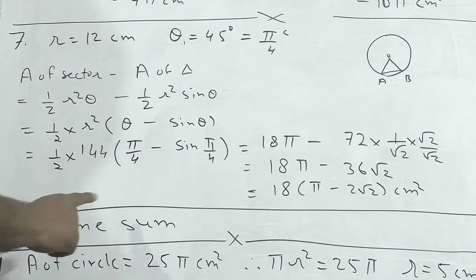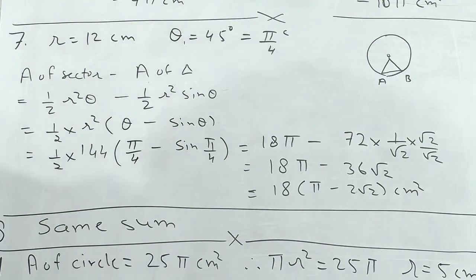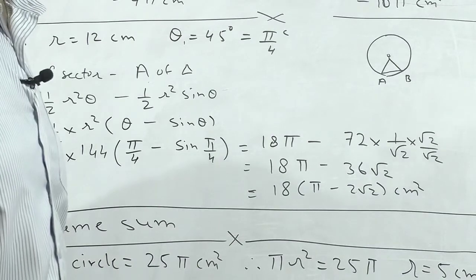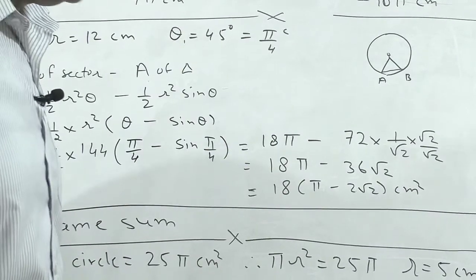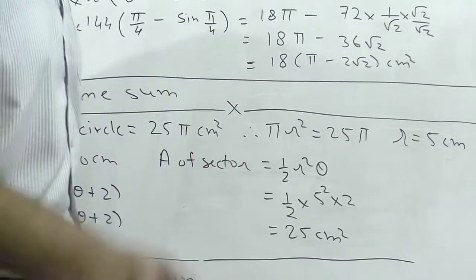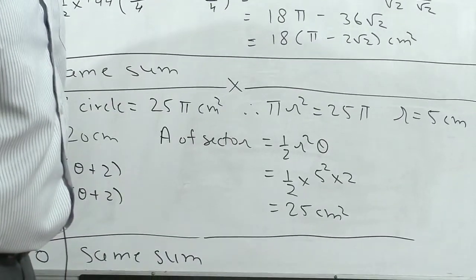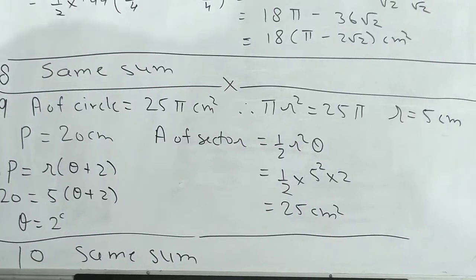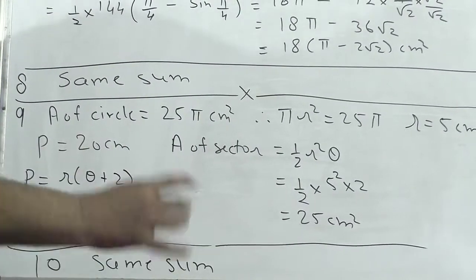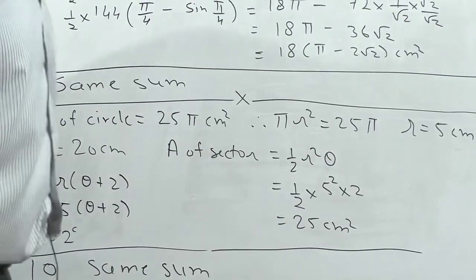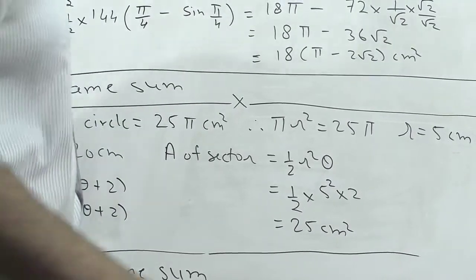Okay. Sum 8 is same sum, exactly same sum. Only figures are different. So I am giving you for homework. Whichever I don't solve, because they are exactly same, you have to do it for homework. Such 9th and 10th sum, 10th sum also same. I am solving 9. Similar sum exactly with similar data. Only figures different. You have to solve.